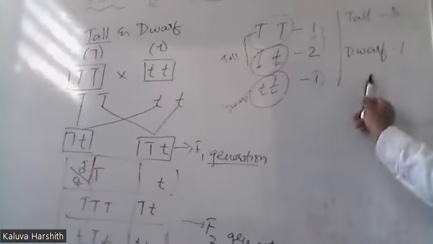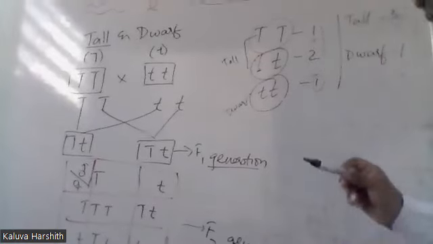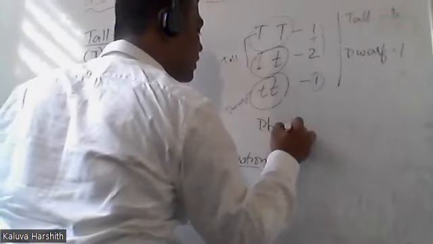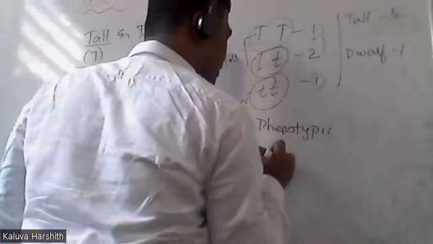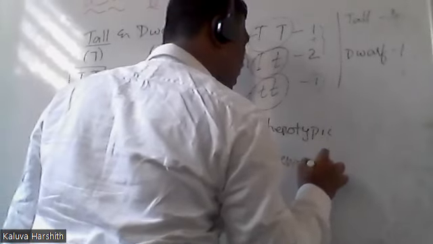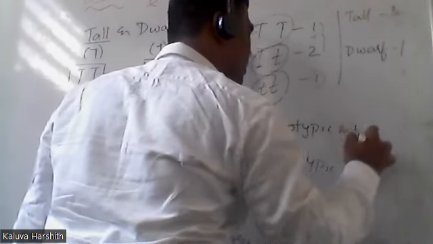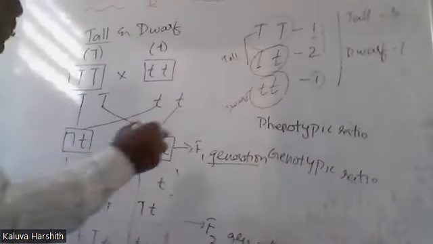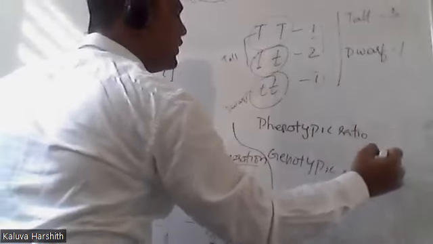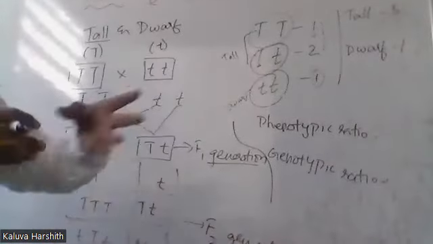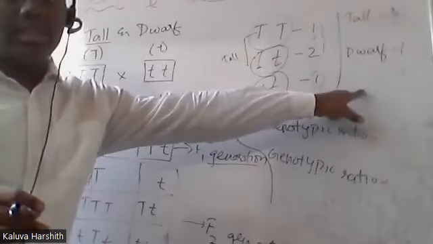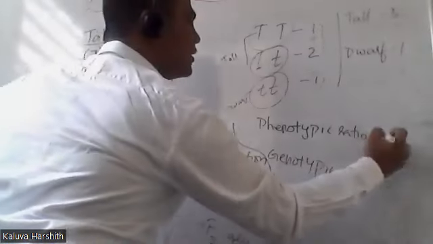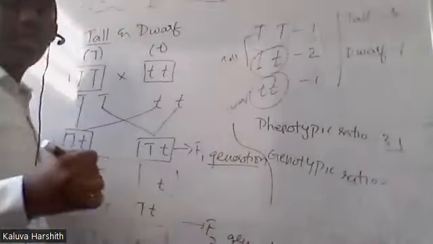From these two, I can come to one conclusion. What is that? Phenotypic and genotypic ratios. Now, what is the phenotypic ratio? Phenotypic means physical characters. 3 tall, 1 dwarf. So can I say 3:1 is the phenotypic ratio?